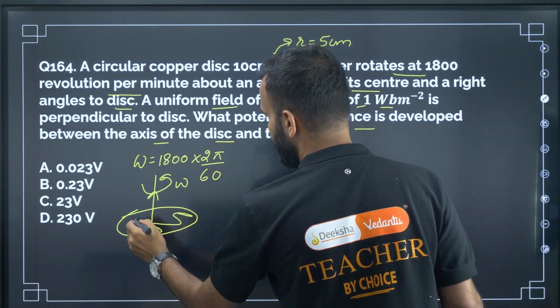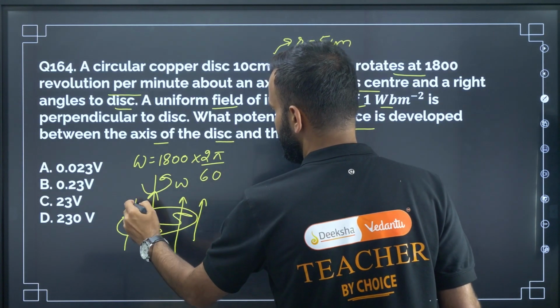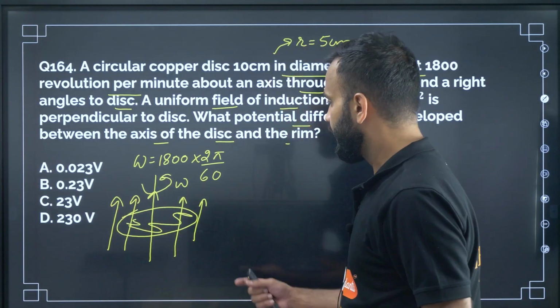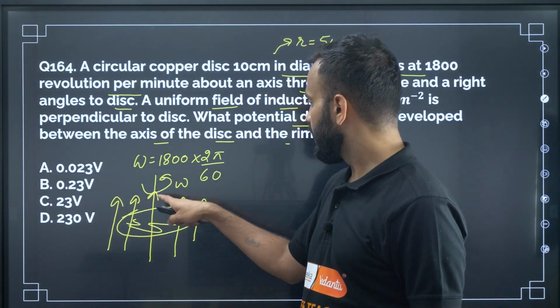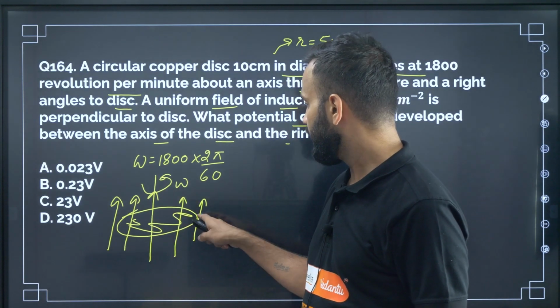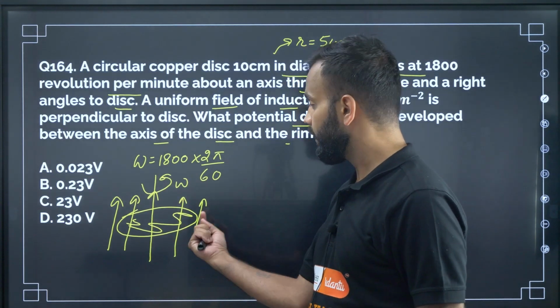Here this is the disc, right? So when it rotates, there will be an induced EMF, or a potential will develop between the axis of the disc and the rim of the disc.